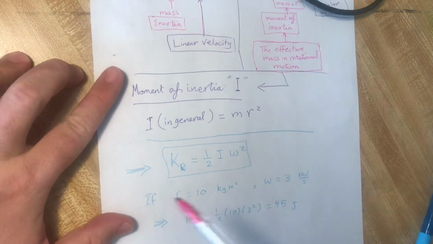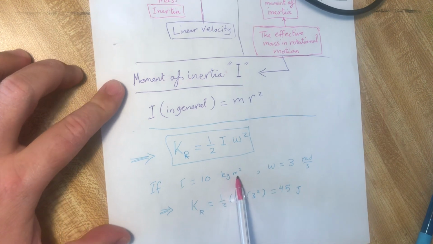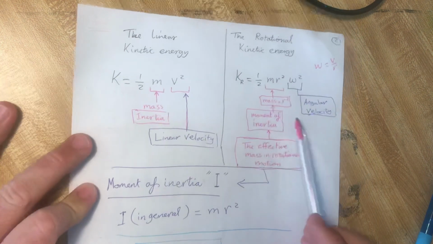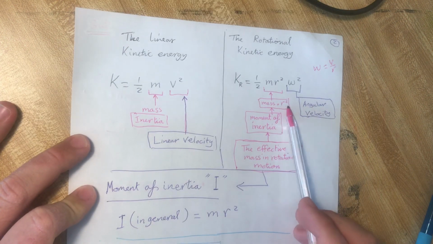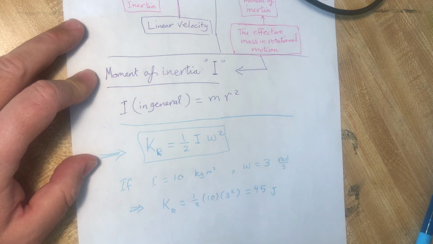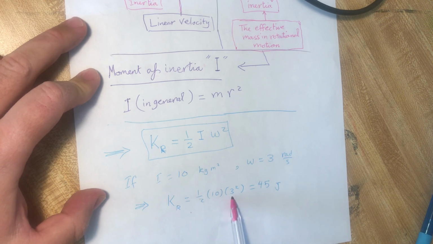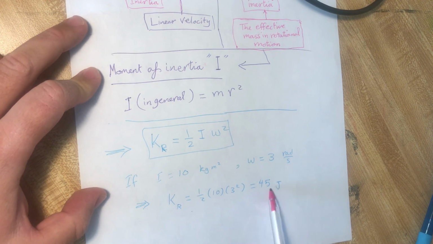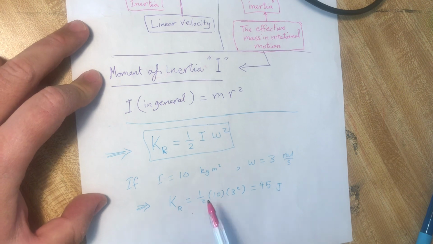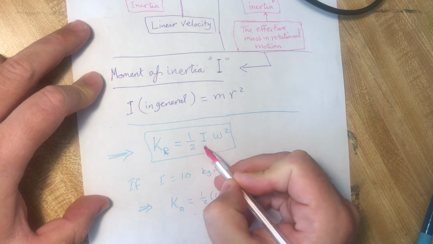Now, for example, if I is equal to 10 kilograms meter squared, which is the unit for it because it is mass multiplied by length squared, and omega is 3 radians per second, we can simply solve and find the rotational kinetic energy, which is equal to half multiplied by 10 multiplied by 9, which is 45 joules. Next, we will look more carefully at this quantity I.